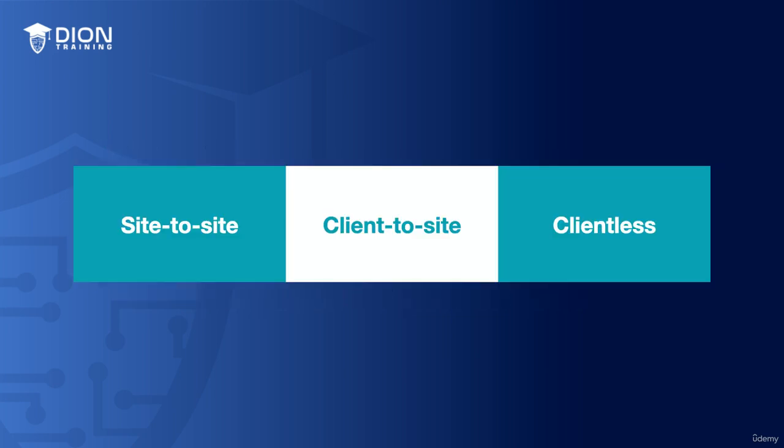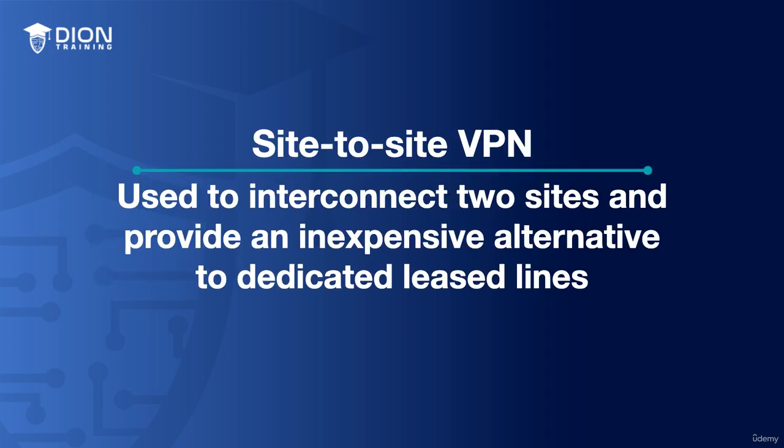VPNs can be configured as a site-to-site VPN, a client-to-site VPN, or a clientless VPN. So let's dive a little deeper and talk more about a site-to-site VPN. With a site-to-site VPN, we can connect two offices together. A site-to-site VPN is used to interconnect two sites and provide an inexpensive alternative to dedicated leased lines.